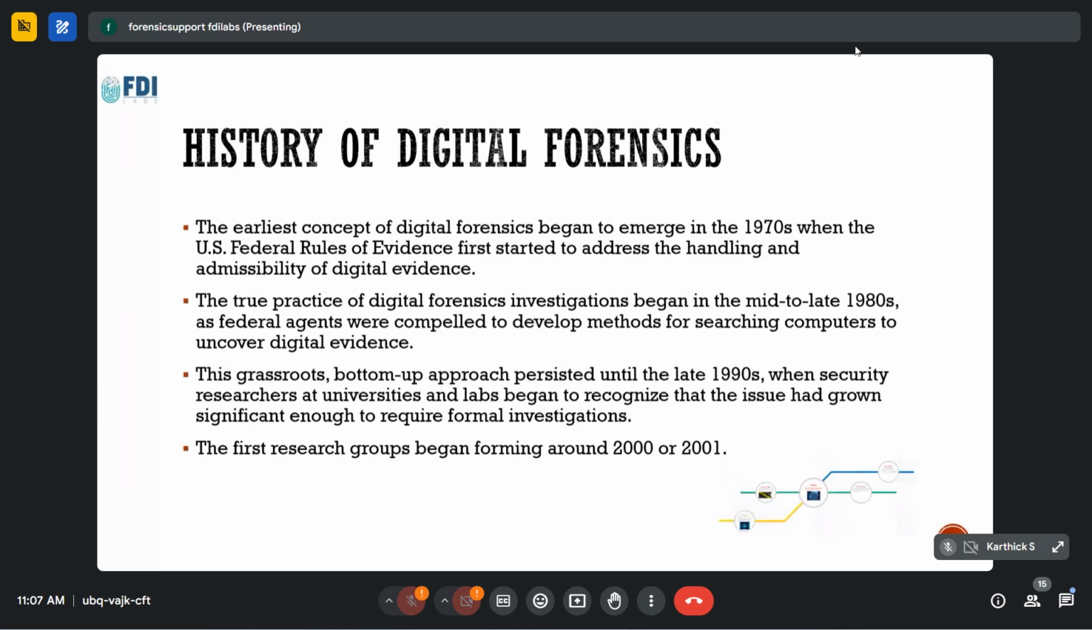And this is a short topic about the history of digital forensics. You can go through it: the history of digital forensics, the main importance of digital forensics, and the goals of digital forensics.